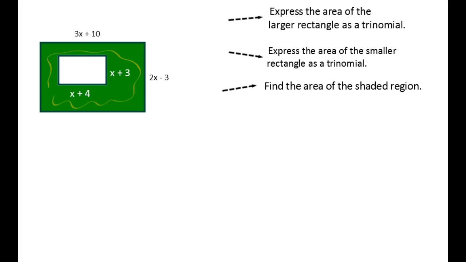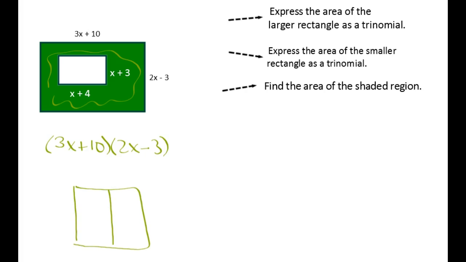Alright, so the first task is to express the area of the larger rectangle as a trinomial. They just kind of tell you it's going to be a trinomial at the end. So we have 3x plus 10 times 2x minus 3. Well, this is a polynomial times a polynomial, so we're going to need a 2 by 2 grid.